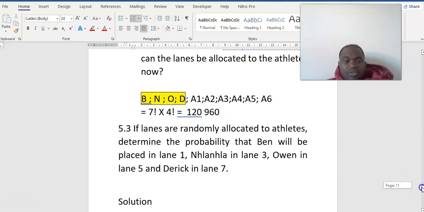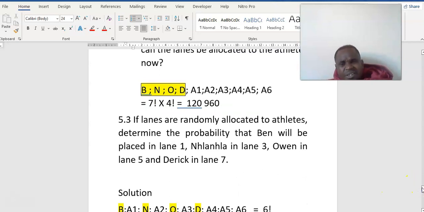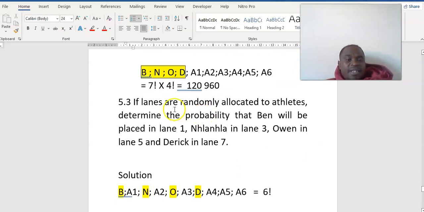Then the next one, if lanes are randomly allocated to athletes, determine the probability that Ben will be placed in lane 1, Klankla in lane 3, Owen in lane 5, and Derek in lane 7. Alright, so here we have lane 1. Lane 1 is for Ben. Lane 2, nobody. Is athlete 1. Athlete 1 may take, or athlete 2 may take, or athlete 3 may take. Any of the athletes, the A1s, they can take.